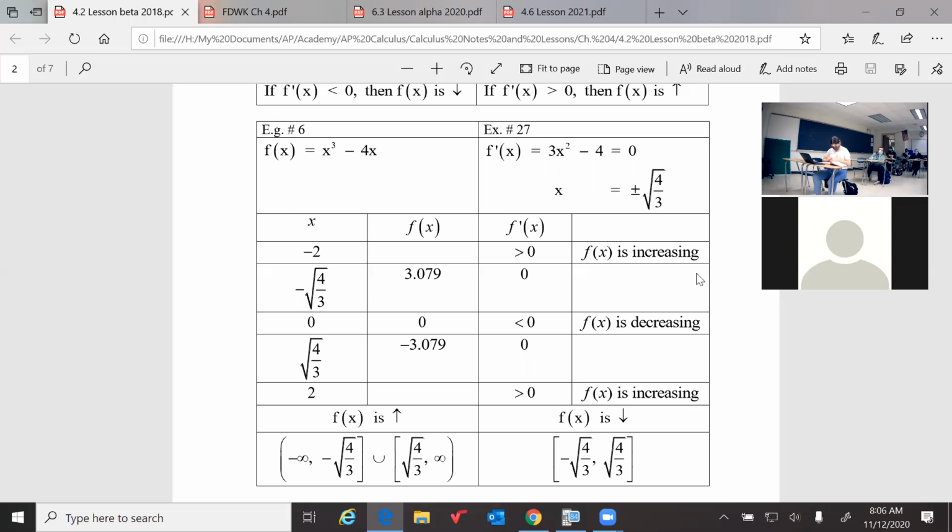Then I go up here, put negative 2, which is to the left of negative root 4/3. Negative 2 squared is 4. 4 times 3 is 12. Take away 4 is positive. Parent graph's increasing. Parent graph's increasing.